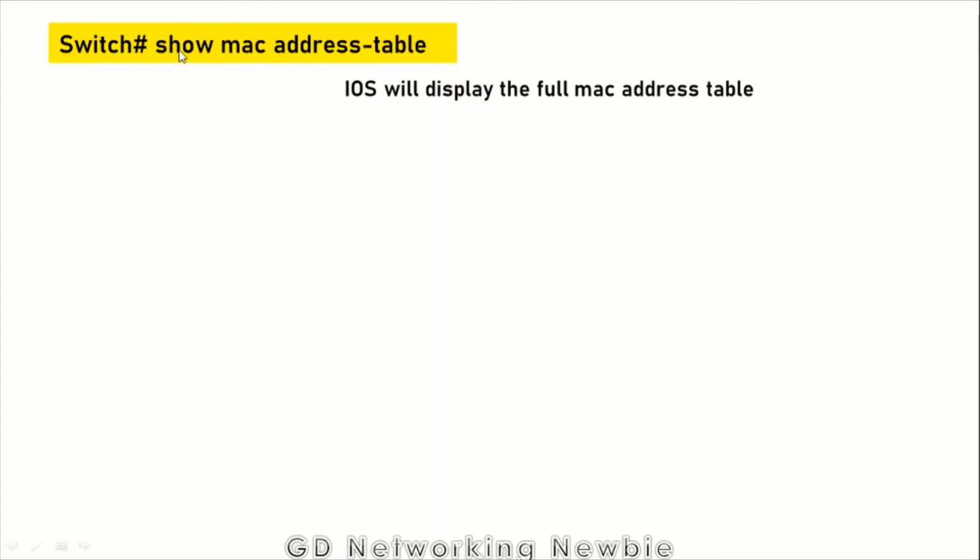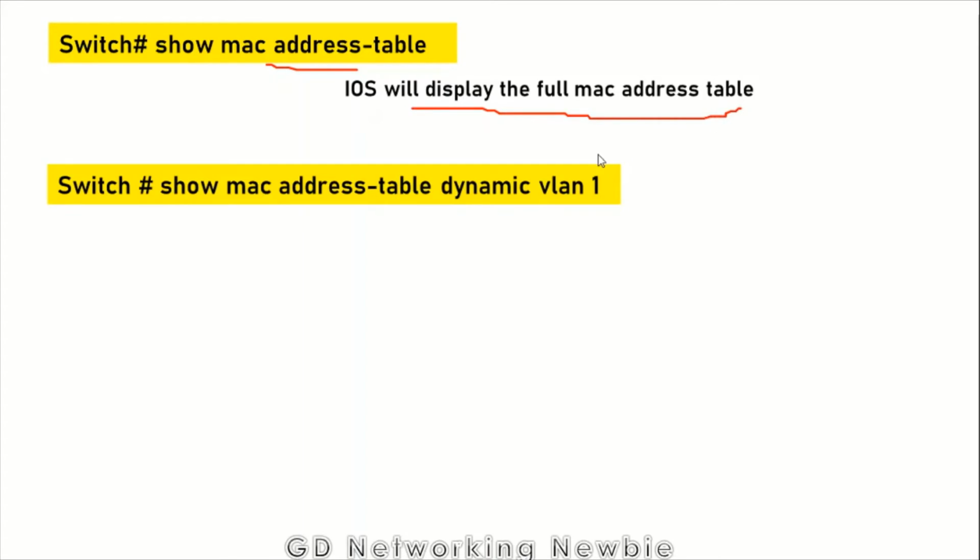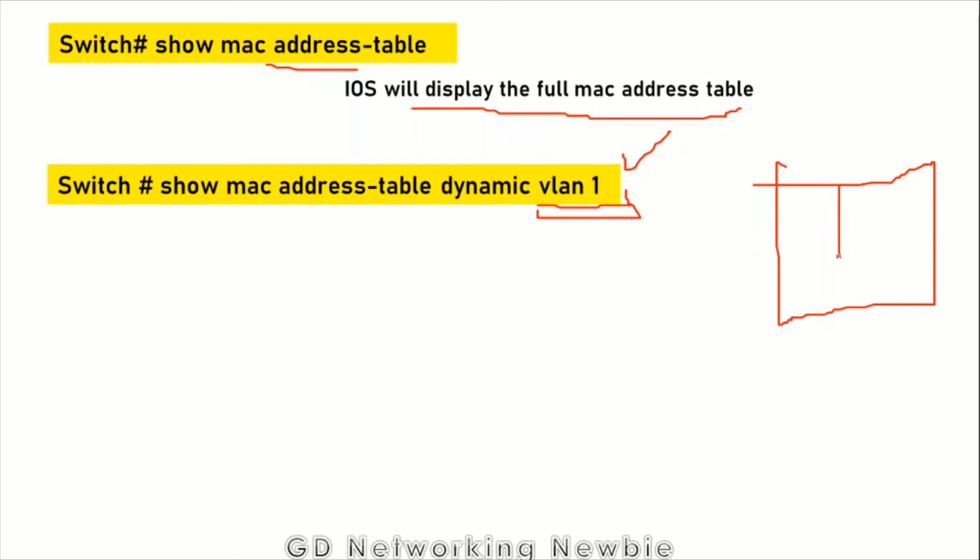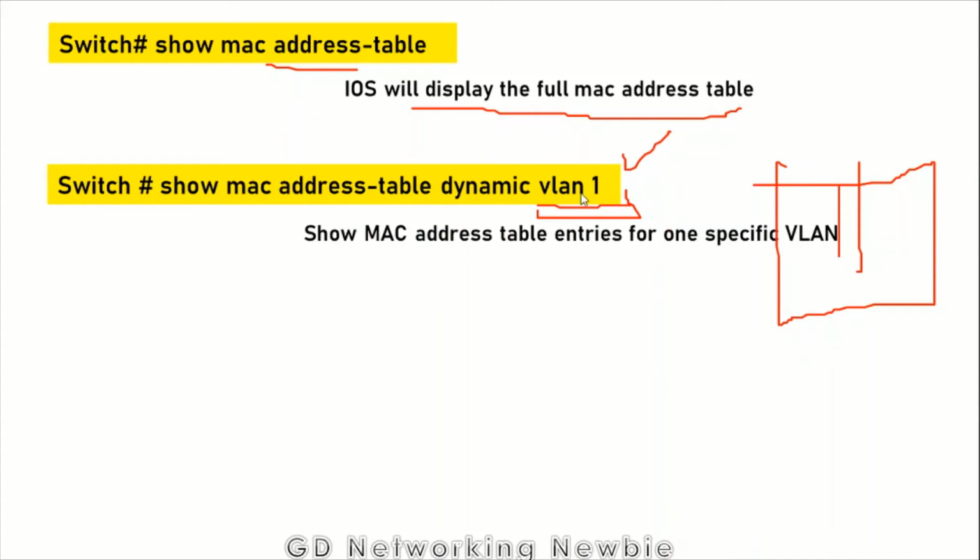So this is the command which we can use there, and this actually displays the full MAC address table. And then we have another command which is going to display the VLAN specific MAC table entries. So only the MAC addresses which belong to VLAN-1 will be displayed with the help of this command, instead of the complete table. So this is the definition for that.